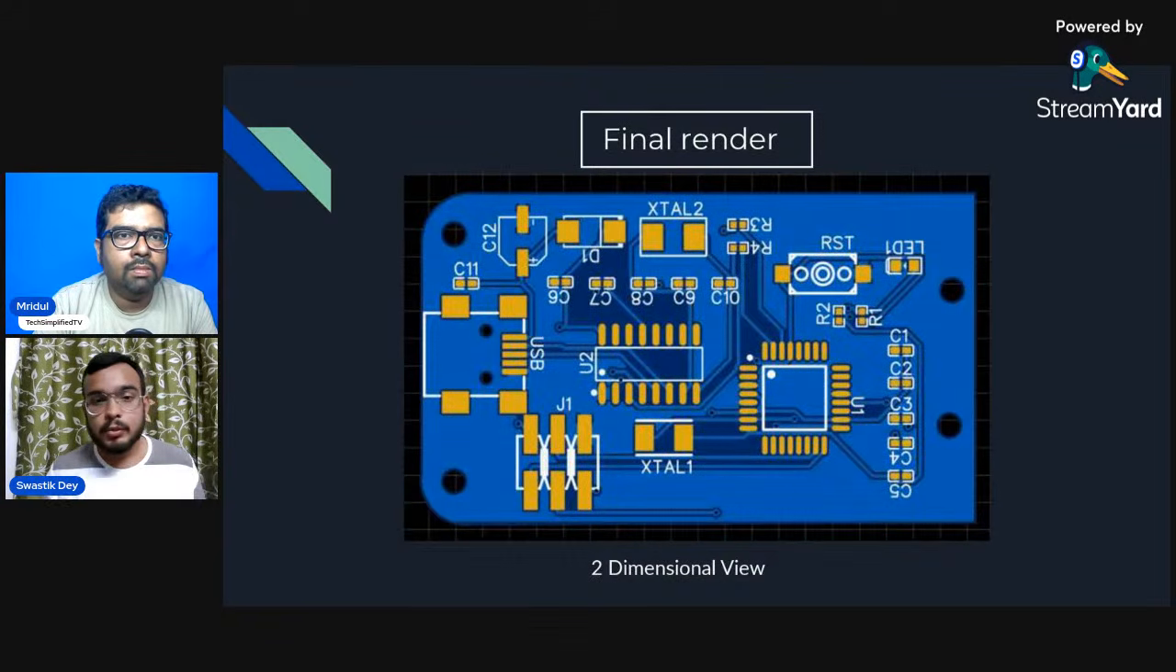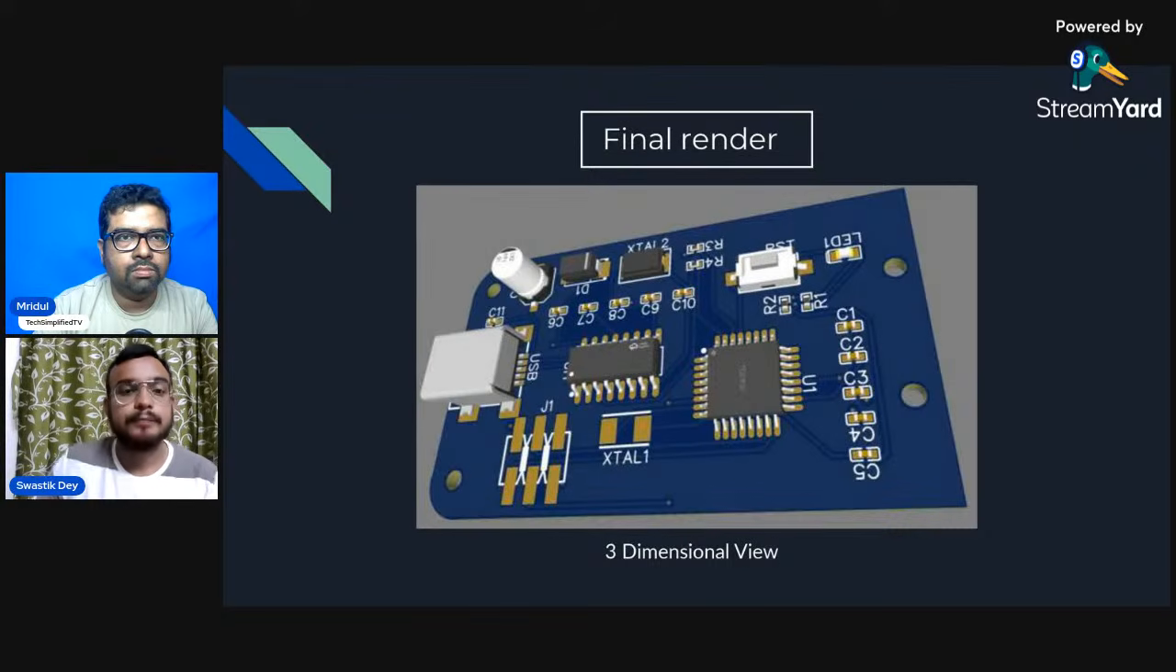This is the 2-dimensional view of the finalized render that we saw, and this is a much clearer version of what we saw over here. We can see the different types of capacitors, the different resistors, the diode, and the Xtal over here. This Xtal is the clock that we are going to use, along with the reset button and the different other chip circuitries that are present. And finally, if we go to the 3D render, then it looks something like this.